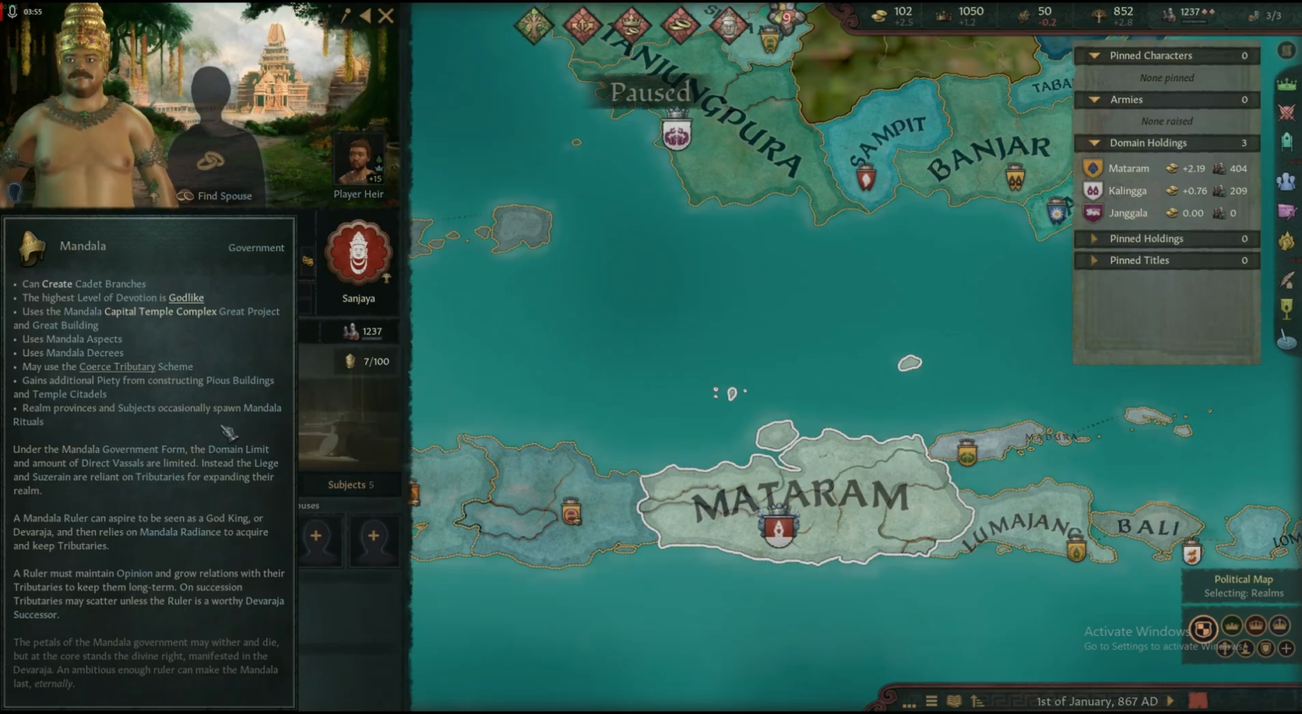The time I tried playing out Mandala didn't go the greatest for me. I immediately got invaded and conquered. It happened a bunch of different times in a bunch of different places, because I was still figuring out all the mechanics.